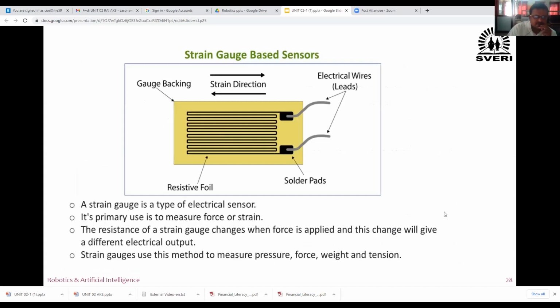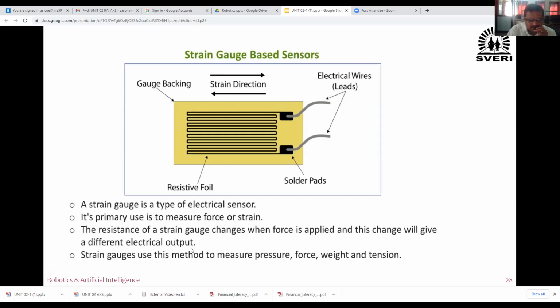Now, next is the strain gauge based sensors. See that a strain gauge is a type of electrical sensor. Its primary use is to measure force or strain. Already you know that strain is nothing but change in length upon original length. Therefore, the resistance of a strain gauge changes when force is applied, and this gives a different electrical output.